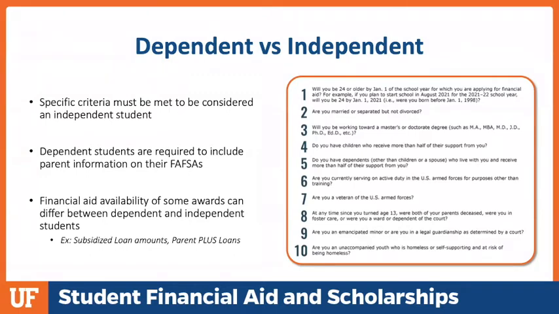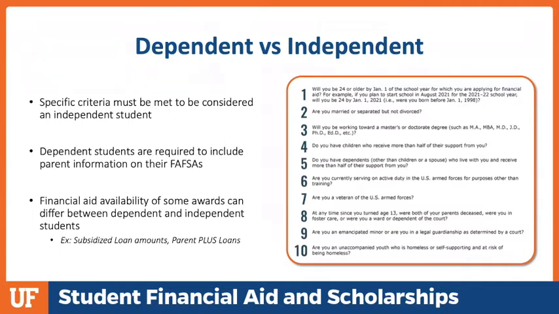student. So those questions include, will you be 24 years of age for that school year? Are you married or separated but not divorced? Will you be working towards a master's or doctorate degree? Do you have children who receive more than half of the support from you? Do you have dependents other than children or a spouse that receive more than half of their support from you? Are you currently serving active duty in the U.S. Armed Forces? Or are you a veteran of the U.S. Armed Forces?